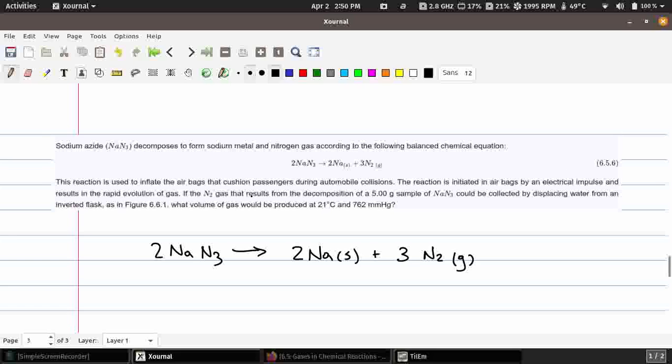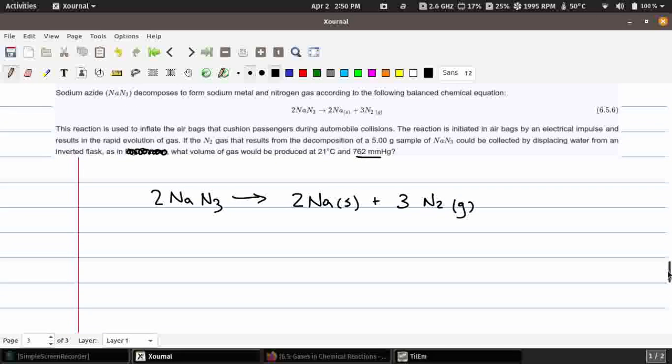If the nitrogen gas that results from the decomposition of a 5-gram sample of sodium azide could be collected by displacing water from an inverted flask, as in, you guys don't know because I didn't post the figure, what volume of gas would be produced at 21 degrees Celsius in this pressure? So let's figure this out, because I actually didn't do this one ahead of time.